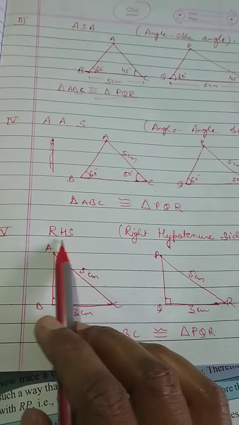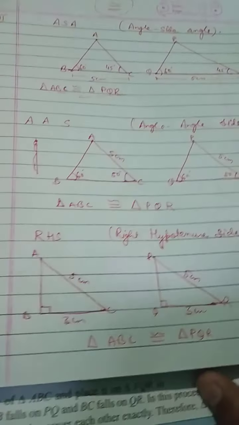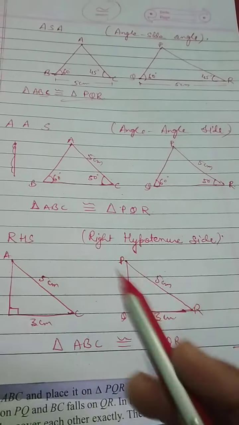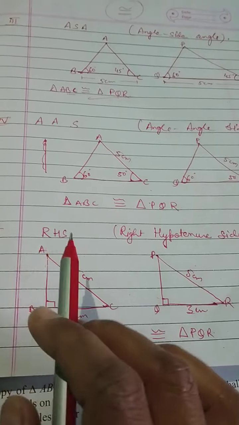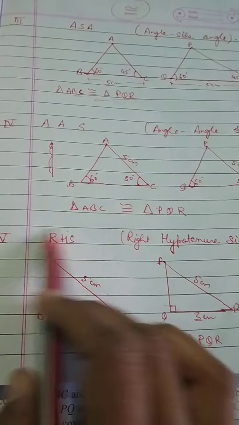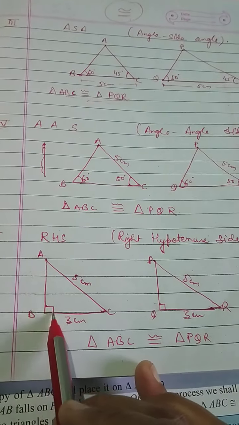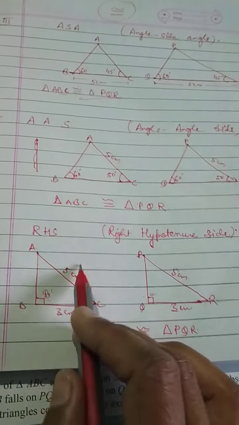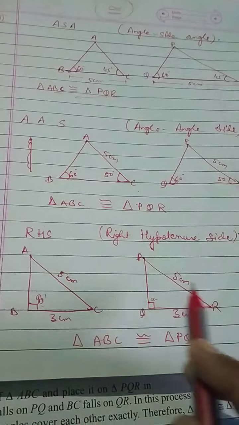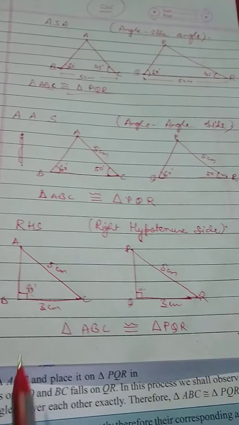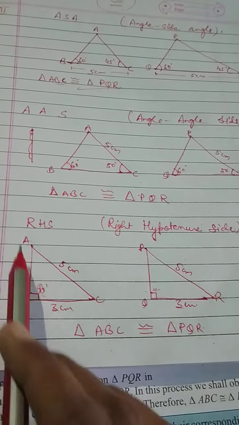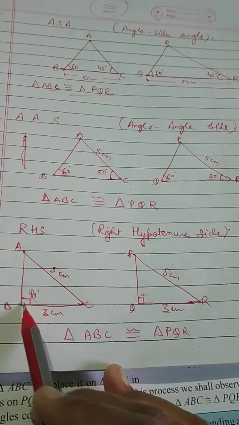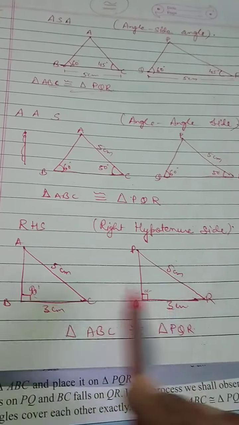Now the last condition is RHS, right angle hypotenuse side. Right means right angle. Hypotenuse means the hypotenuse should be equal, and side means one of the sides. So the triangle must be a right angle triangle when two triangles are congruent by this condition. So in this, here is 90 degree, here is 90 degree. Both are right angles. Hypotenuse is just opposite to 90 degrees. So AC is equal to PR. You can see this is 5 centimeter, this is also 5 centimeter. And any one of the sides should be equal, either this side or this side. Okay. So I have written BC is equal to QR. So by right angle hypotenuse side, two triangles are congruent.